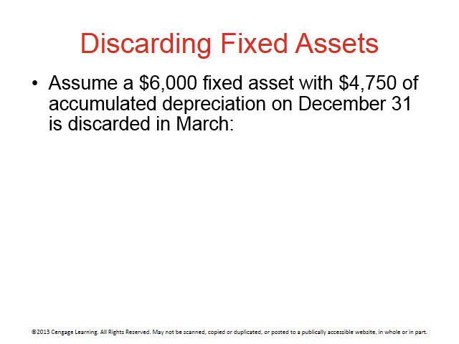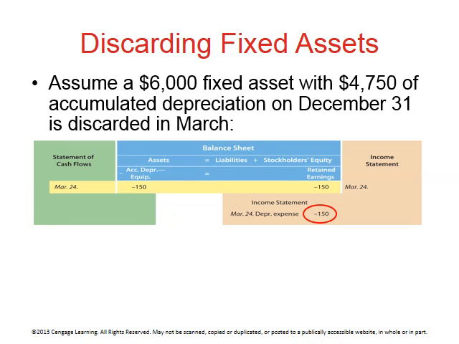Here's another example. So we're going to look at a $6,000 fixed asset. We have $4,750 of depreciation on December 31st. We're going to discard it in March. So the first thing we have to do is recognize depreciation from December 31st through March. So that's $150. Accumulated depreciation, depreciation expense.